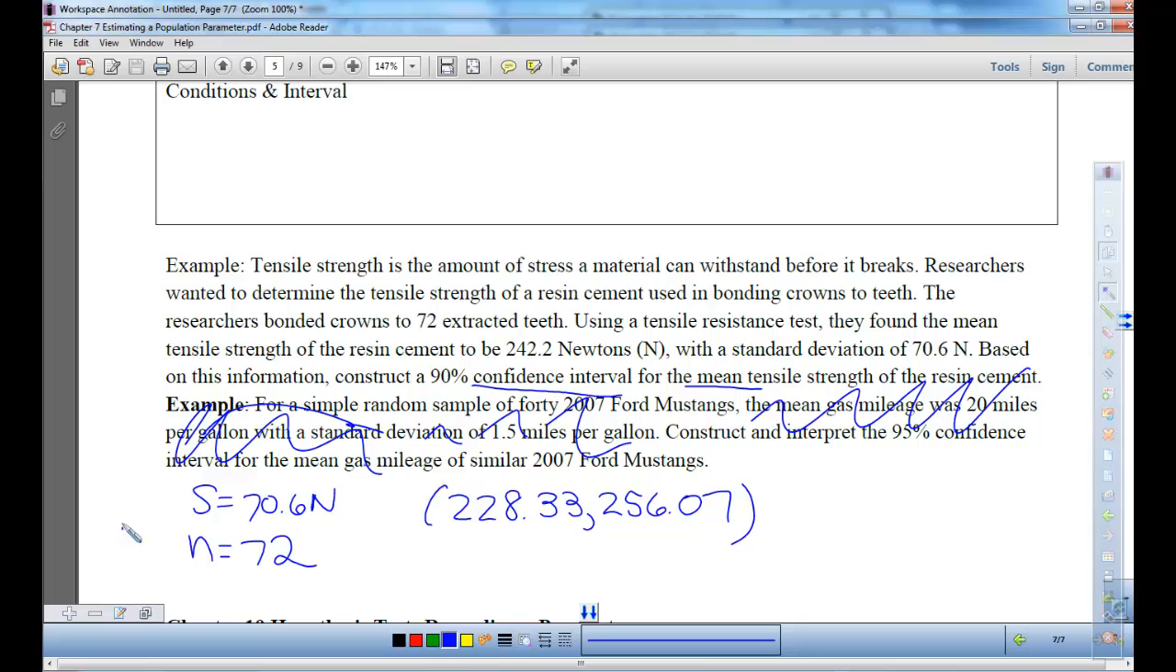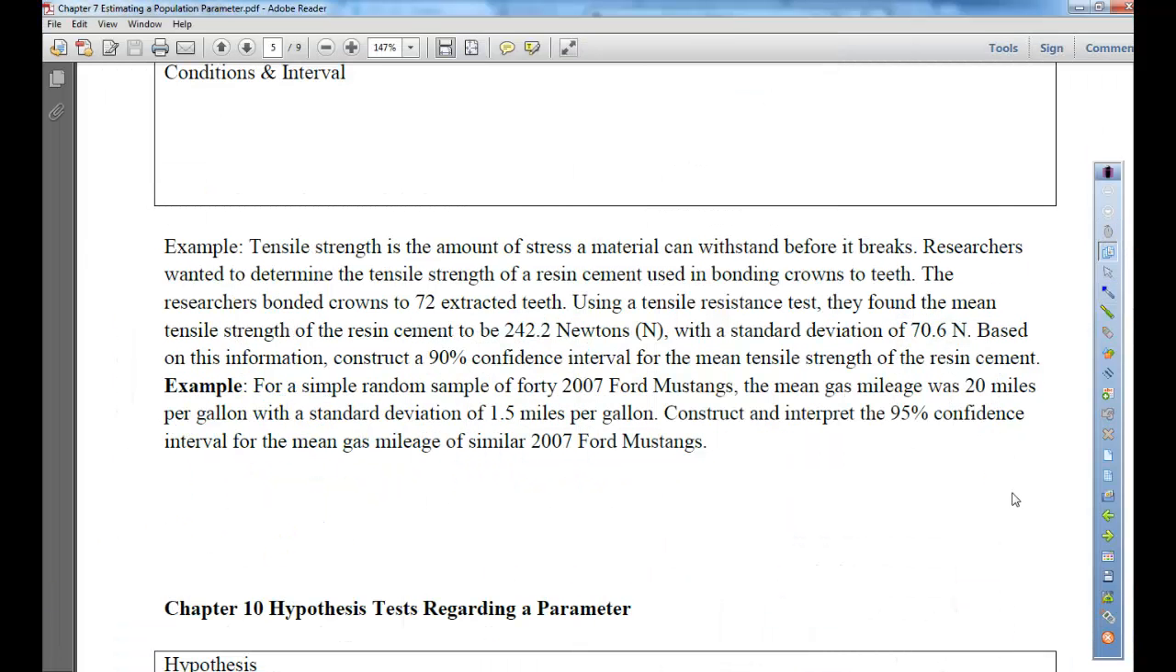Okay, well, let's try one more. For a simple random sample of 40 2007 Ford Mustangs, the mean gas mileage was 20 miles per gallon with a standard deviation of 1.5 miles per gallon. Construct and interpret the 95% confidence interval for the mean gas mileage of similar 2007 Ford Mustangs. Okay, I want you to try this on your own.